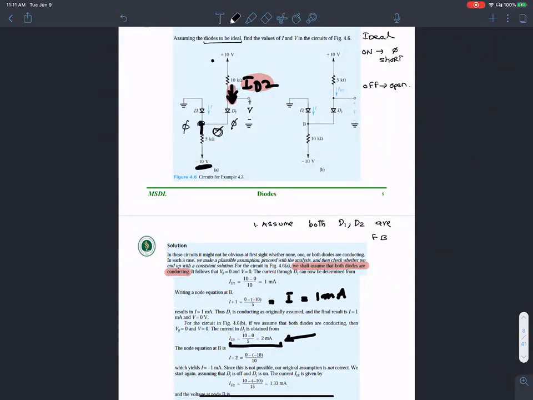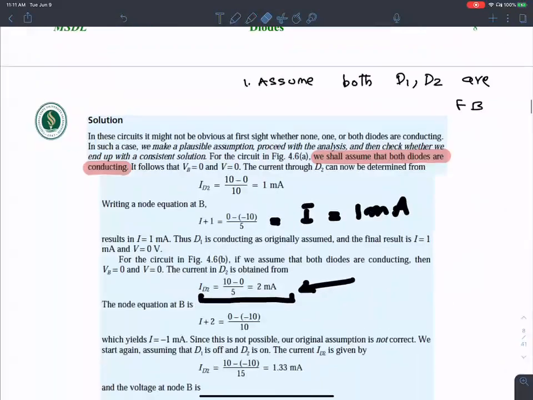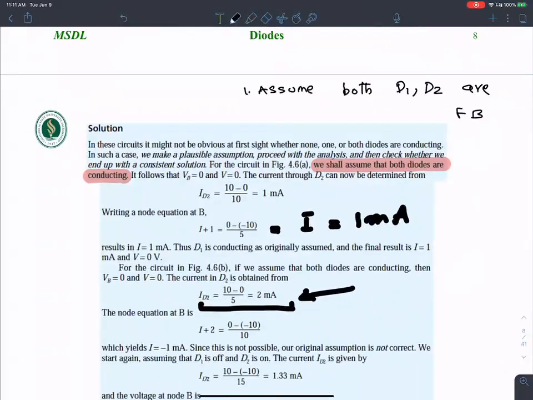If this is at 0 volts and this is at 0 volts, I cannot have a current of 1 milliampere flowing in this diode. Because if this is a short circuit, this is ground, and this is assumed to be ground, then I cannot have a current of 1 milliampere now. So thus D1 is conducting as originally assumed, and the final result is I equals 1 milliampere for 0 volt.